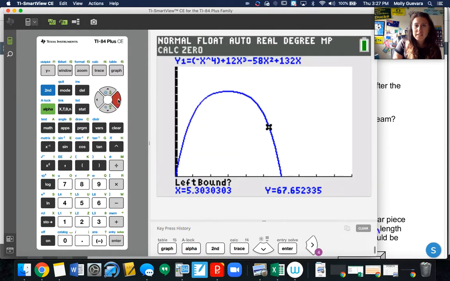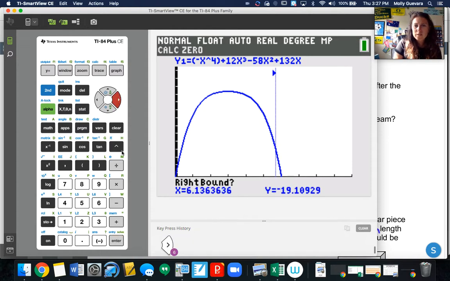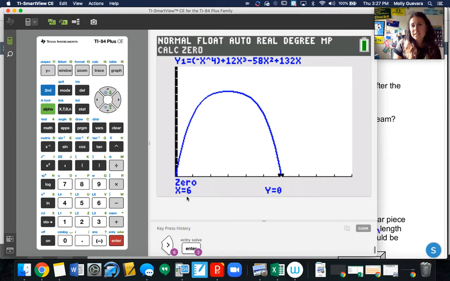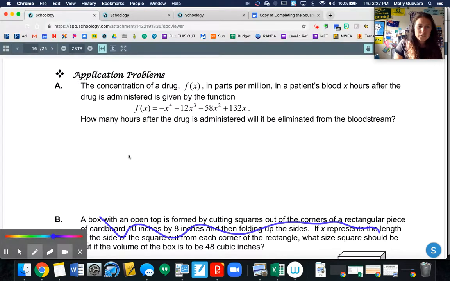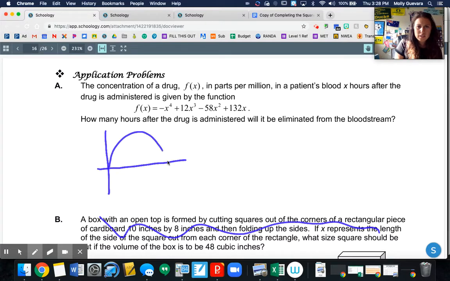So it wants left bound, so I'm going to go to the left of it, when this x value is to the left of it, and hit enter. And then right bound, I'm going to go to the right of it. I'm in the negative, so it's fine. Hit enter, enter, and it is in fact 6. So the graph is doing something like that, and this value right here is 6. And this is a word problem, so we need a sentence.